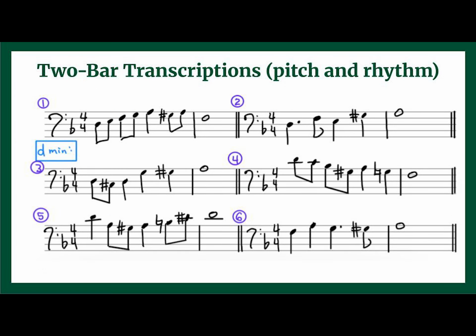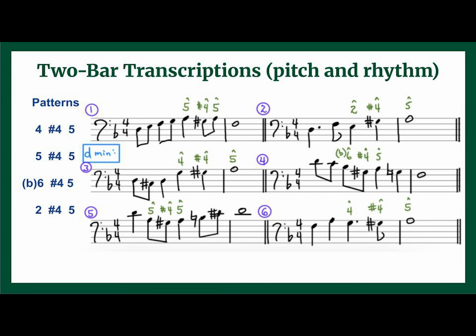Take a look at the answers. Here are the 2-bar transcriptions we just heard. And let's catalog the patterns that we heard. We heard 5 sharp 4 5 in number 1. We heard the arpeggiation 2 sharp 4 5 in number 2. In number 3, we heard the chromatic passing motion 4 sharp 4 5.